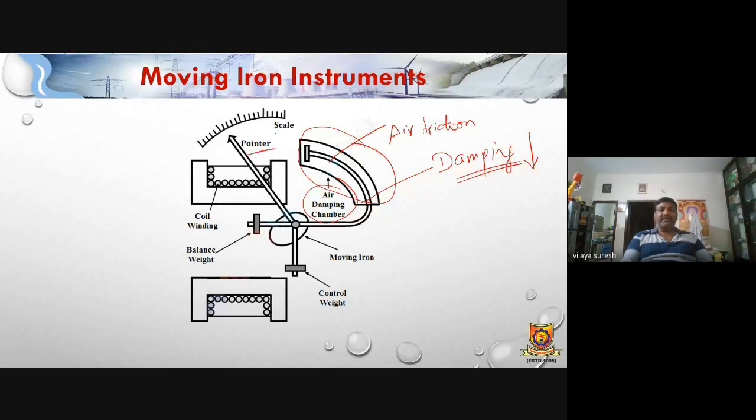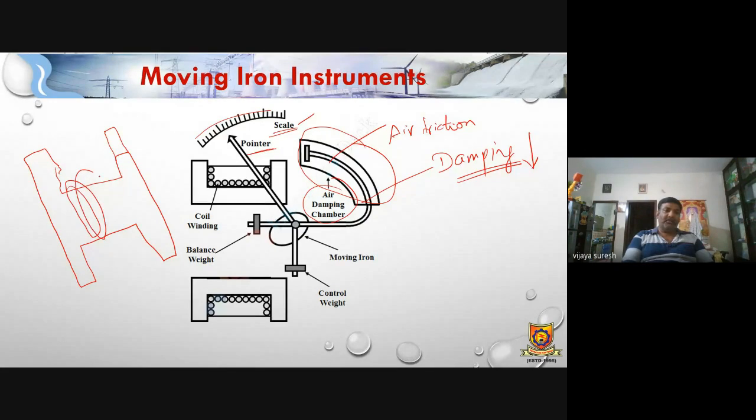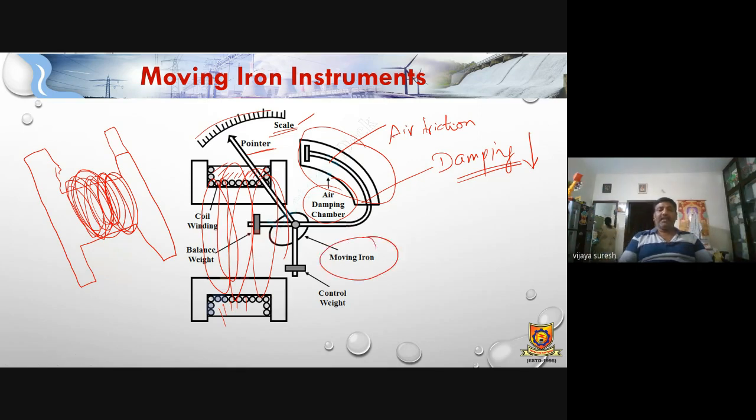The pointer is there, and the scale is there. The scale will be like this, and you can observe the shape like this. The coil will be round like this and will have more number of turns. These dots we can observe are nothing but the coil. The coil has been wound like this, and it has been energized, and here we are using a moving iron.